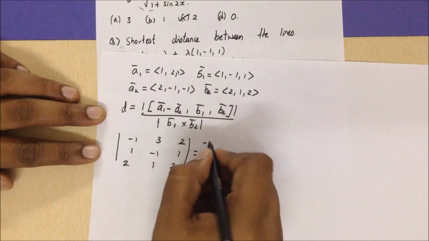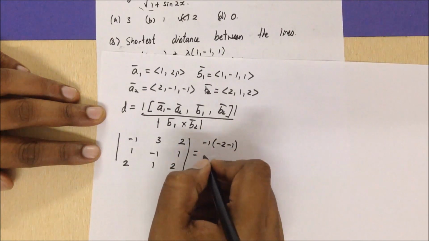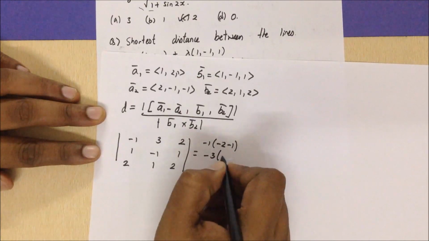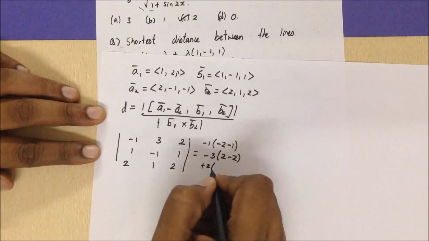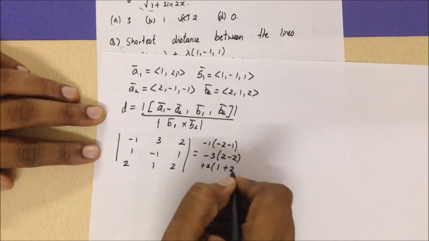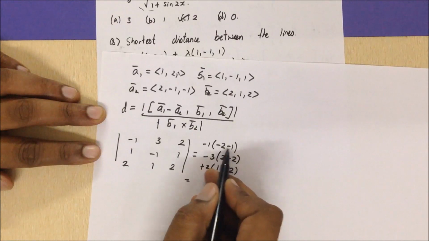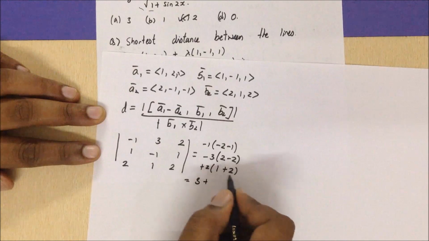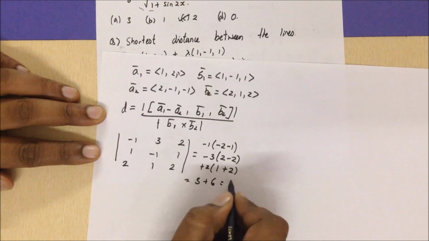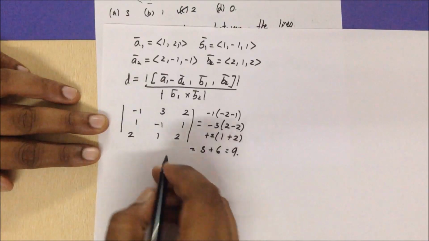So that's going to be minus 1 into minus 2 minus 1, minus 3 into 2 minus 2, and plus 2 into 1 plus 2. So that's going to lead to, this is going to be 3, this is going to be 0, plus this is going to be 6. So that's 9. Next, finding the b1 cross b2.